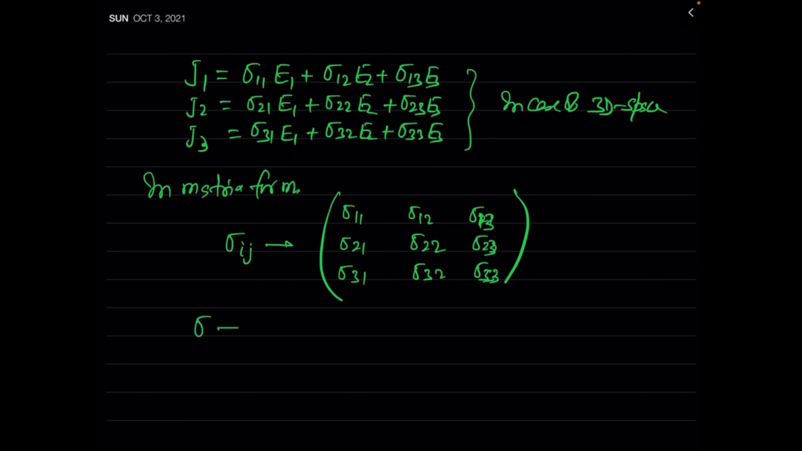So, sigma in case of an anisotropic solid or conductor is a tensor of second rank, or it is called a dyadic.